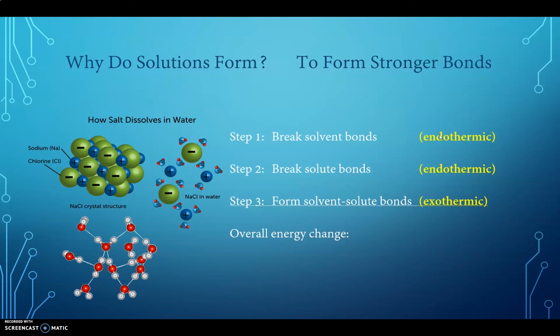You're probably thinking, ooh, 2 endos probably beats an exo. Well, that is not true. As long as the exothermic step is larger than the 2 endothermic steps, the overall process will be exothermic. And that's what we would expect. We know the salt dissolves spontaneously in water. We know that all spontaneous processes are exothermic, and therefore the overall process in this case should be exothermic, and it is. Let's take a look at a couple of other examples here.